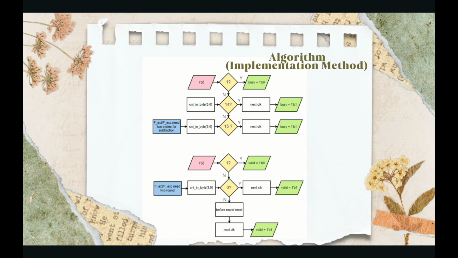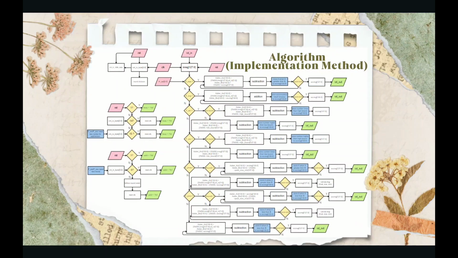And for valid, if the current function is extract or exclude, when we finish 2 rounds of computation, we will generate a high signal at the next clock. Else, we will generate a high signal before each round is reset.